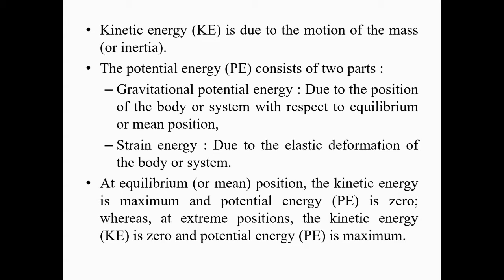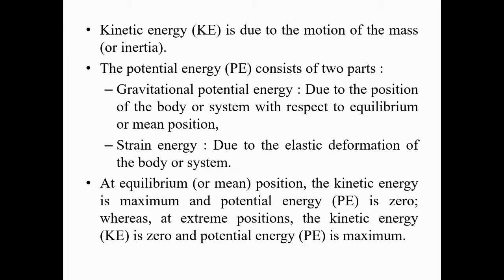Then potential energy consists of two parts. First one is gravitational potential energy. It is due to the position of a body. For example, if a body is lifted to certain elevation of height, then that work is stored in the form of potential energy, and that potential energy depends on gravitational acceleration and the elevated height. So in this case, we already know the equation of potential energy, and that is mgh. So it depends on mass, gravitational acceleration and height.